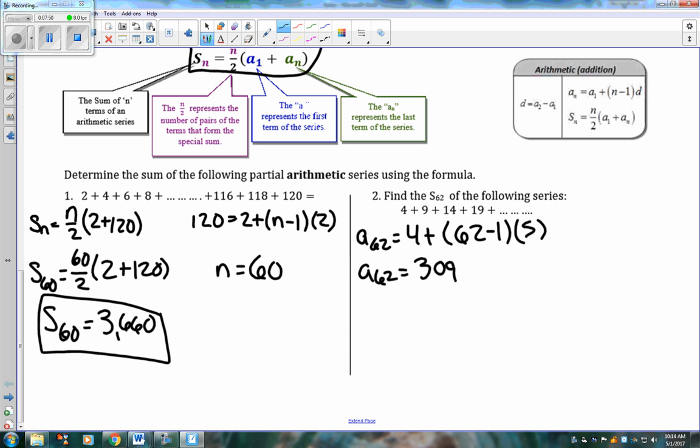We're looking for the sum of 62. So you're going to use this formula and plug in all your numbers. The directions say it's the sum of 62. I probably could pause this. Who wants to put it on the board?